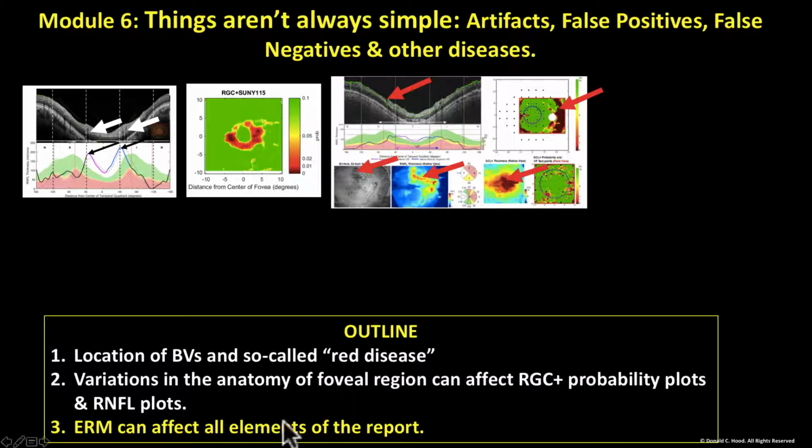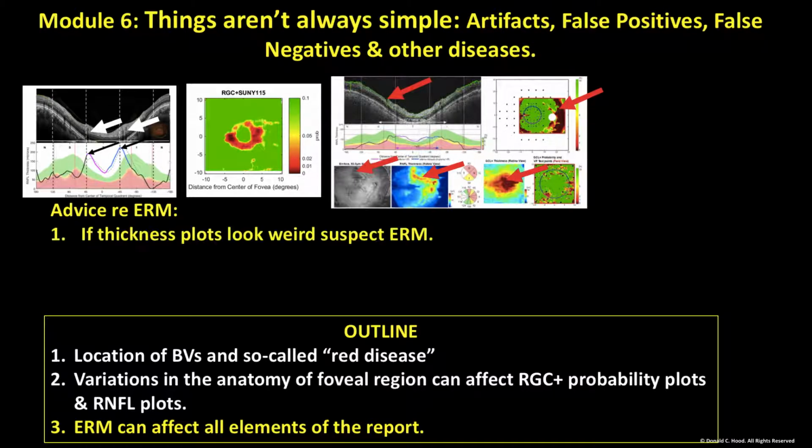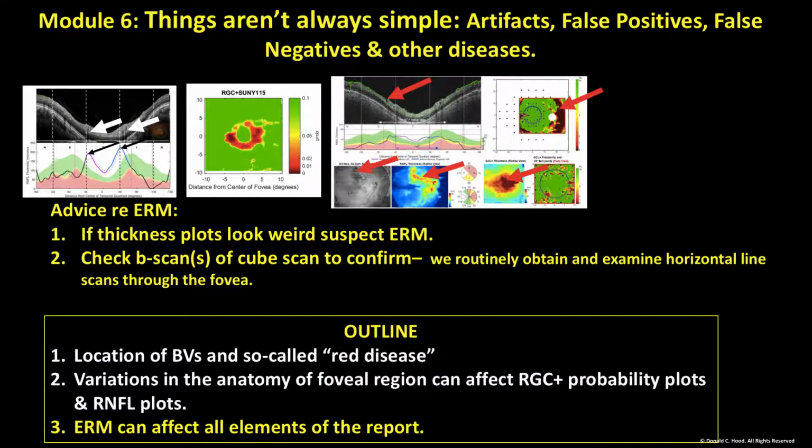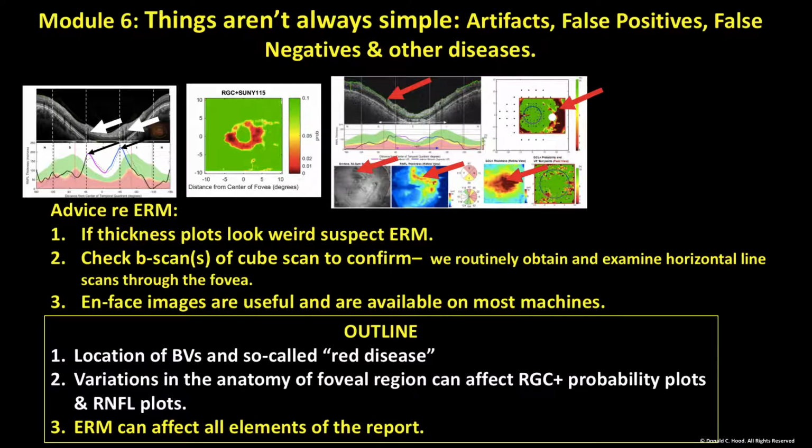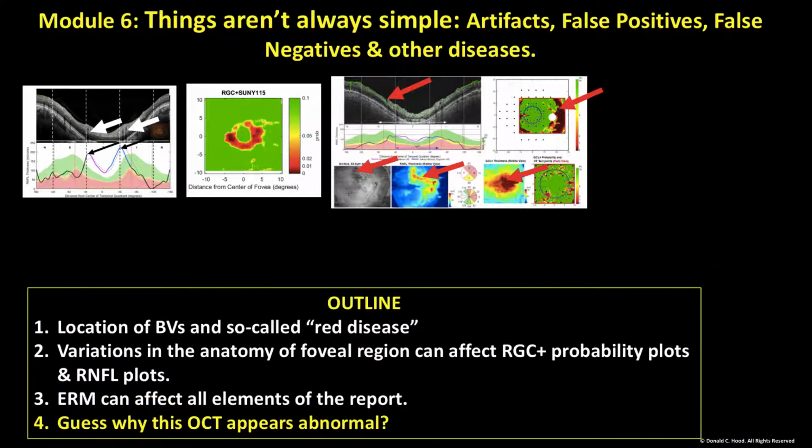Okay, so point number 3, epiretinal membranes can affect all elements of the report. So in this case, all of these elements here were affected by the epiretinal membrane. Advice: if the thickness plot looks weird, suspect an epiretinal membrane. And then check the B scans of the cube scan to confirm. And as I've said, we routinely obtain and examine horizontal line scans through the fovea. Also, en face images are useful and are available on most machines.